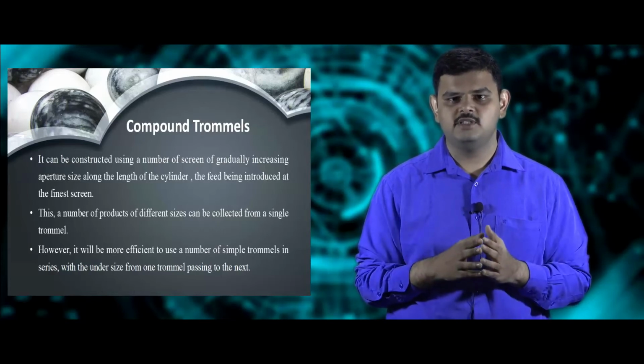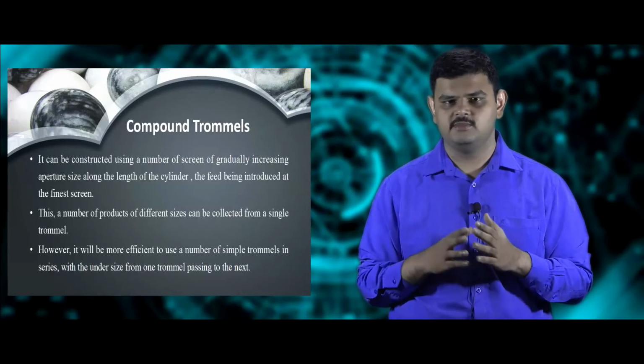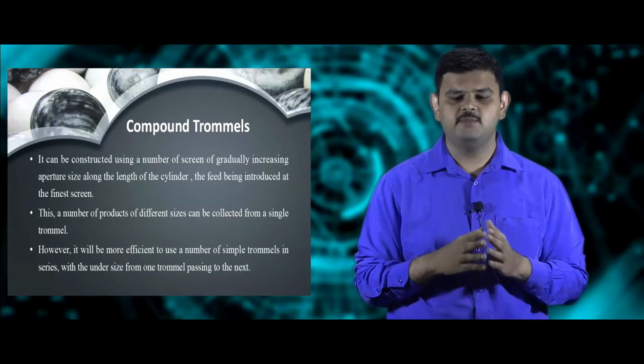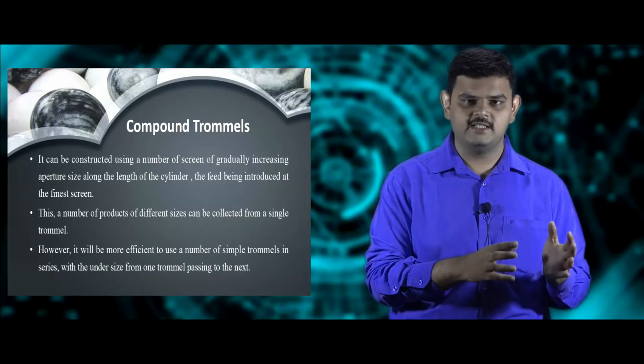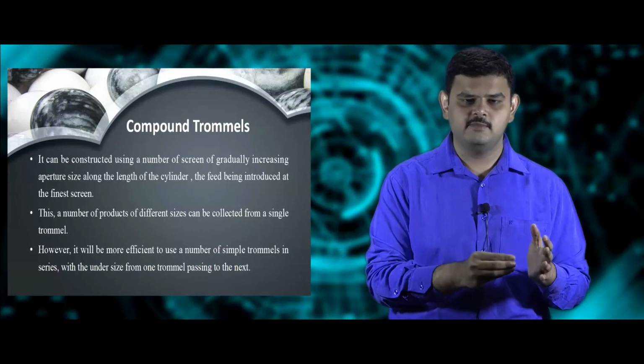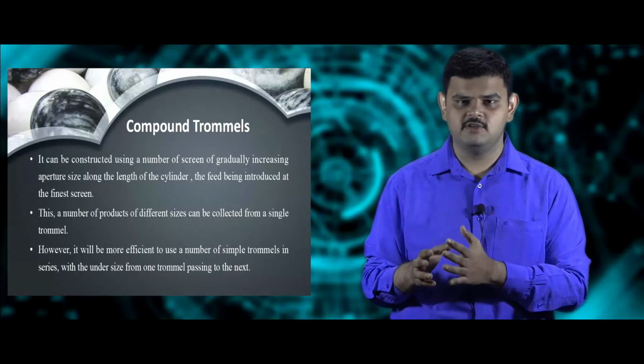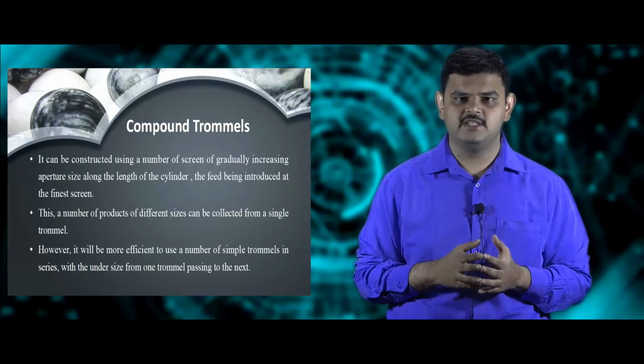The compound trommels are more useful than the concentric trommels, so that it is easy to get the product. The compound trommels are most widely used, so that the undersized particles will be moving from one compound trommel to the other compound trommel and easy separation can be obtained.